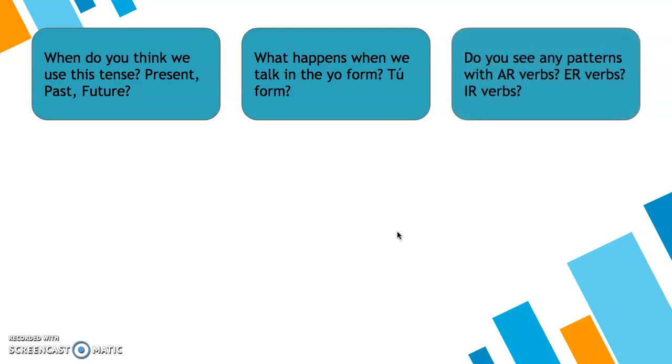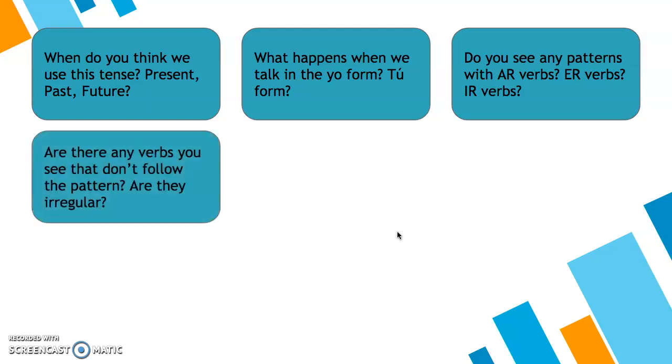I'll ask, do you see any patterns with AR verbs? Let me point out some AR verbs here real quick for you. Do you see anything that all of these verbs have in common? What about ER verbs? Do you see any IR verbs in there? Then I'll ask them, do you see any verbs that really don't follow that pattern? Right? We figured out something with AR, something's going on there, but there are some that really don't follow that, right? Do you think that those could be some irregulars? What verbs do you think they come from?